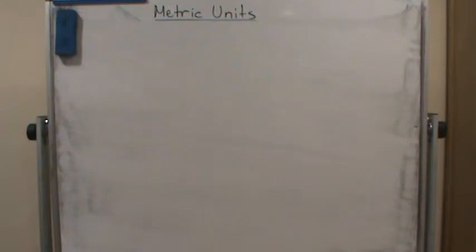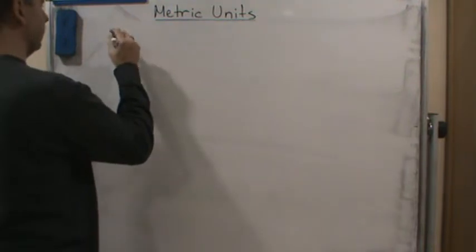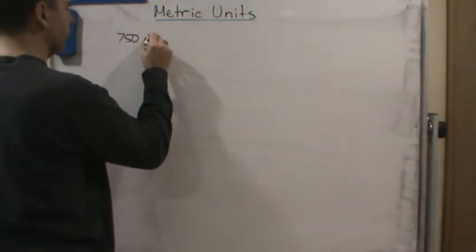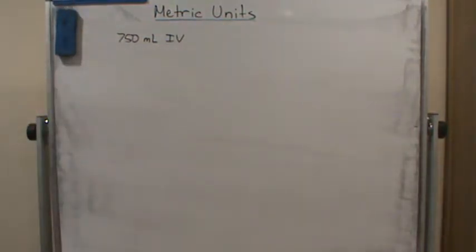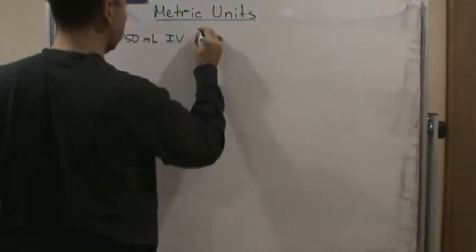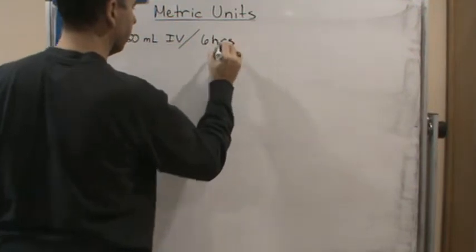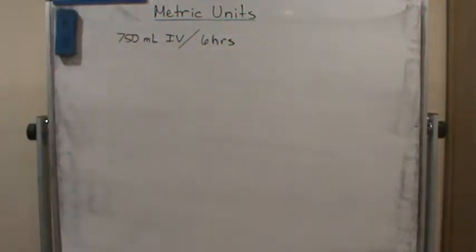Suppose that a 750 milliliter IV, so let's write that down, 750 milliliter IV, must be given to a patient over a period of 6 hours. So 750 milliliters per 6 hours. And the nurse must set the flow rate in drops per minute.